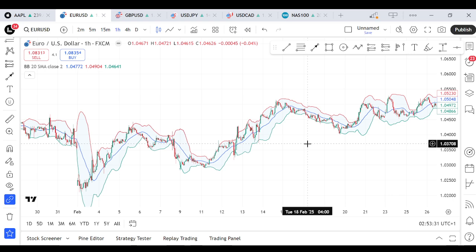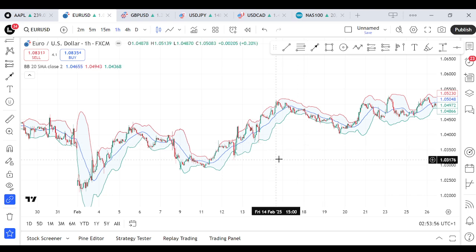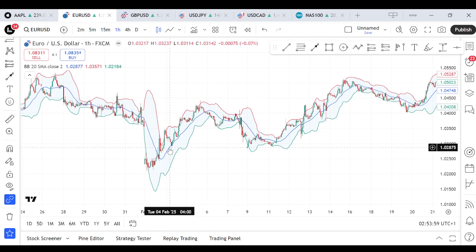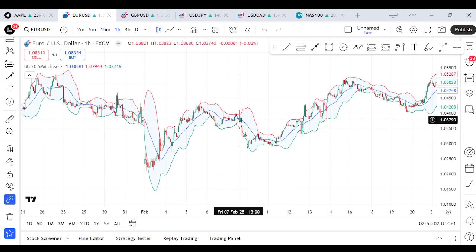First of all, let's talk about what the Bollinger Band is. The Bollinger Bands are a technical analysis tool designed to measure market volatility and identify potential price movements. They consist of three lines: a middle band, which is a simple moving average, and two outer bands positioned above and below the middle band based on standard deviations. As you can see on our chart, this is the Bollinger Bands, and the middle band is the simple moving average. These outer bands expand during high volatility and contract during low volatility, giving you insight into market conditions.